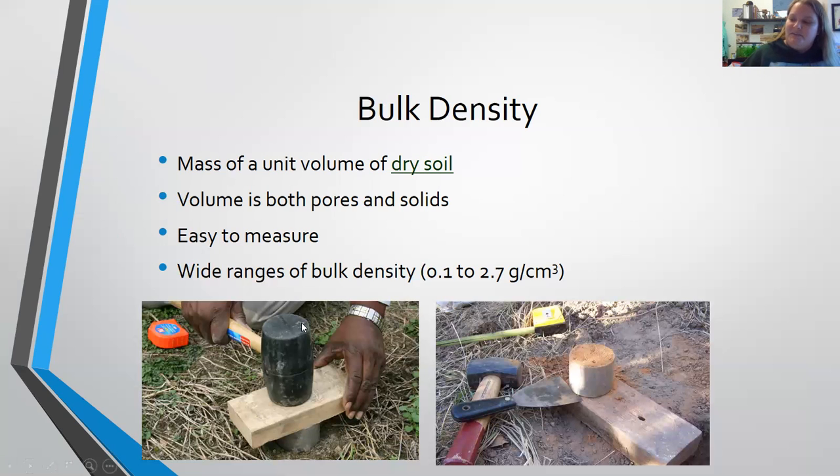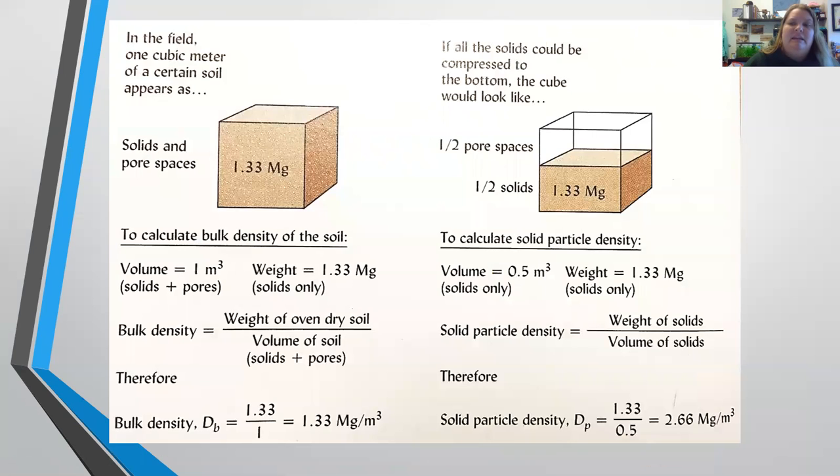So like I said, there's a wide range of bulk densities out there, anywhere from 0.1 to 2.7 grams per cubic centimeter. And again, those bulk density numbers can tell you important information. And this tells you how to calculate it.